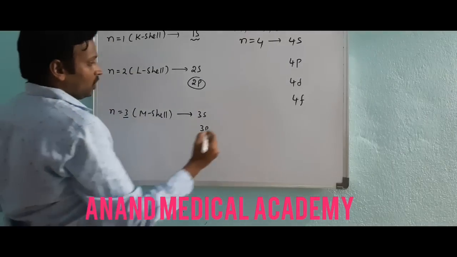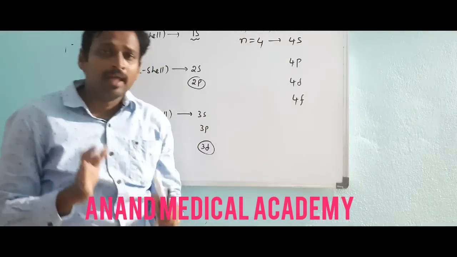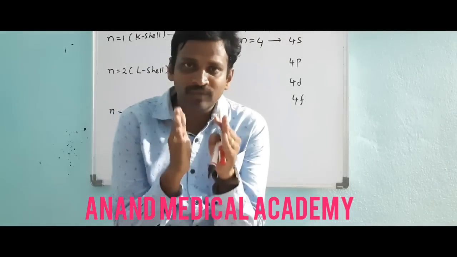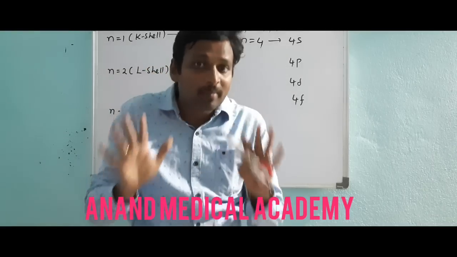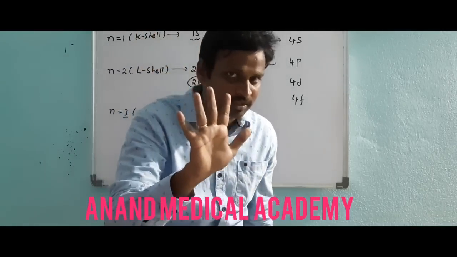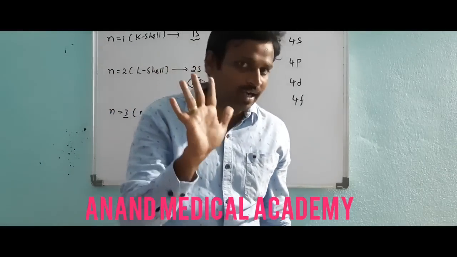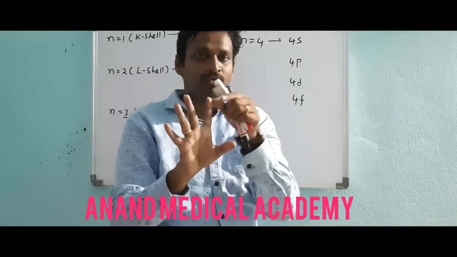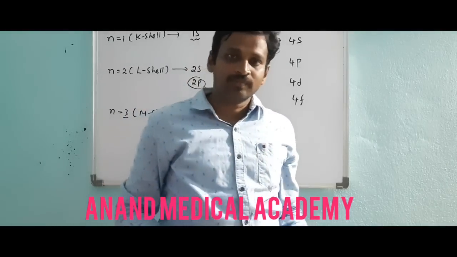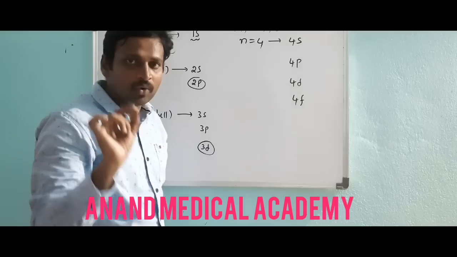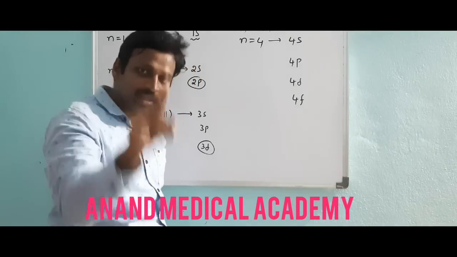What I am trying to tell you is one important trick. If the small n value, the orbit number, is suppose 5, how many subshells are present? 5 subshells. It starts with s: 5s, 5p, 5d, 5f, 5g. Like that. So every new shell has a new subshell.